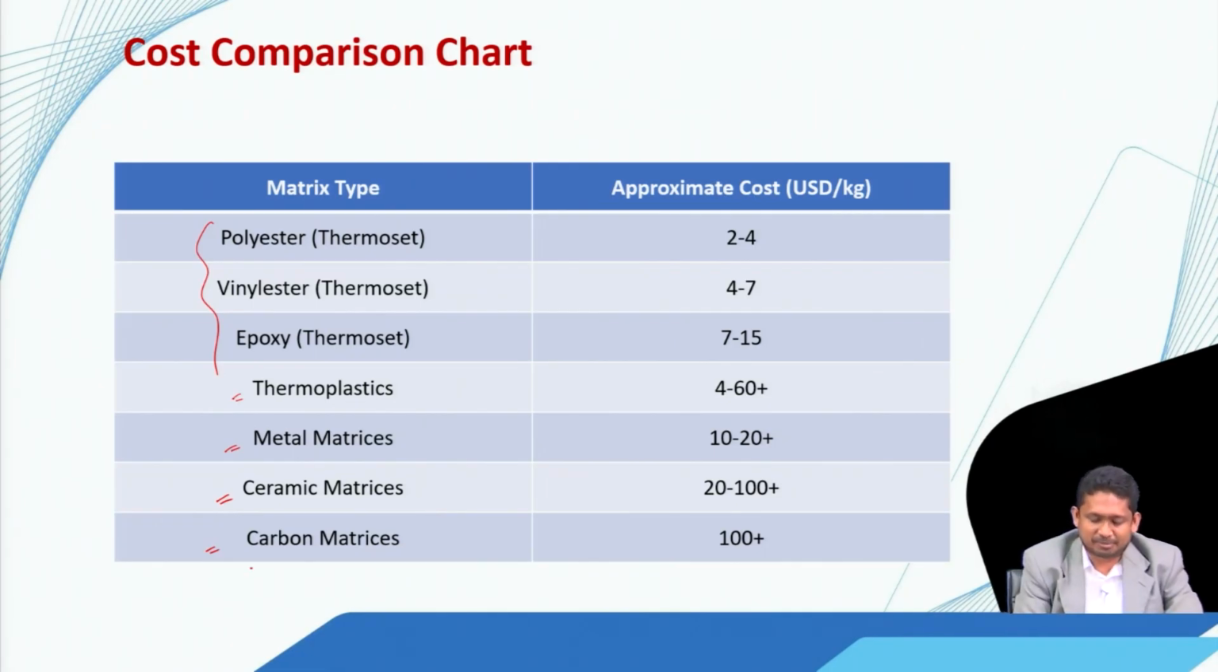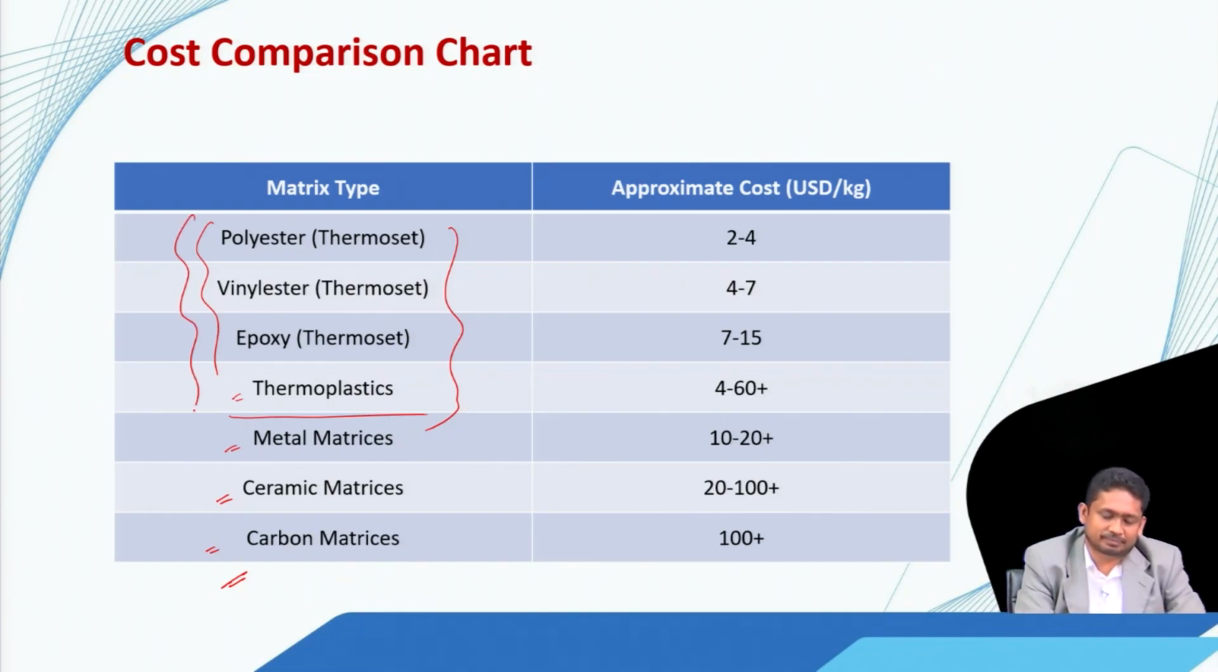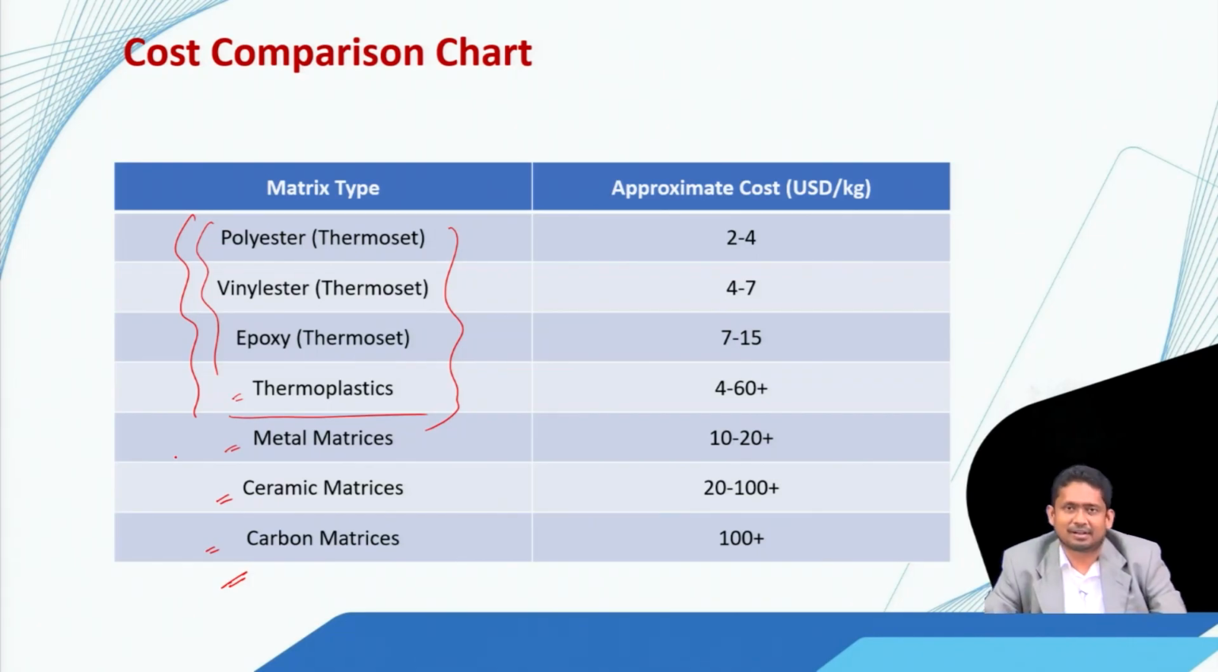So we can see that carbon matrices are costlier as compared to the other composites, and if I go for the polymer matrices, the cost is somewhat lower. Because of this low cost and other advantages, this kind of composite, where polymer matrices are used, finds the most applications as compared to other composites.